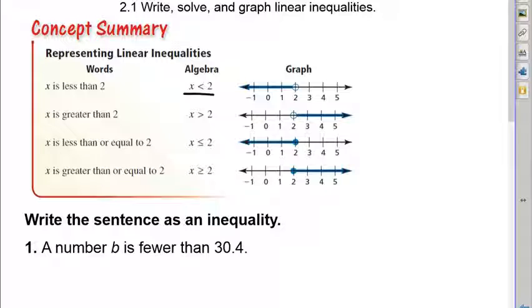Let's look at some examples. First, write the sentence as an inequality. It says a number b is fewer than 30.4. Fewer than is very much like less than, and we need to decide, is this less than or is this less than or equal to? So I'm going to write b, and in this case, if b has to be fewer than 30.4, it cannot be equal to, so I simply write b < 30.4.